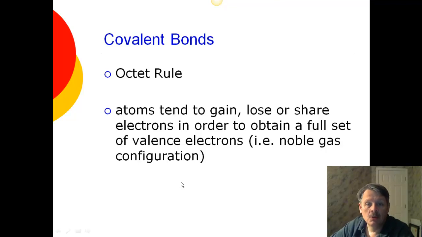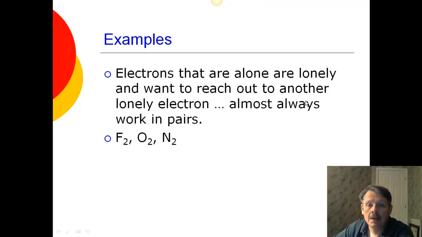Now, remember the octet rule. Atoms tend to gain, lose, or share electrons in order to obtain a full set of valence electrons, in other words, to get the electron configuration of a noble gas. And again, with covalent bonds, we are talking about sharing. So here are some examples. Electrons that are alone, they're lonely, and they want to reach out to other lonely electrons. And almost always this works in pairs, and for what we're doing, we're always going to have it working in pairs. So, for example, for F2, we get F, and we have two electrons in the middle that are shared. Oxygen and nitrogen, we just showed those on the previous screen, so I'm not going to write them again.